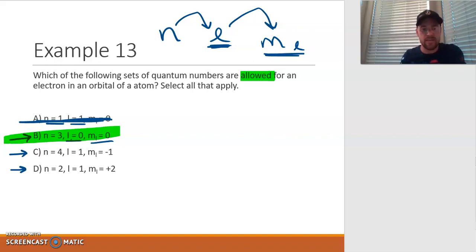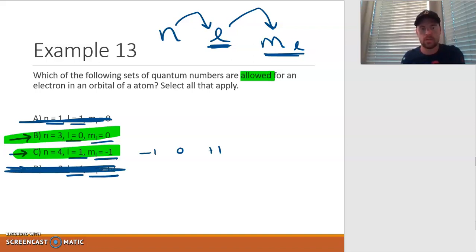Looking at letter C, if L equals 1, can m sub L equal negative 1? Absolutely. Because L equals 1 means it could be negative 1, 0, or positive 1. So letter C is allowed. Finally, letter D, if L equals 1, can m sub L equal 2? No, that's not allowed. So B and C are possible sets of quantum numbers.